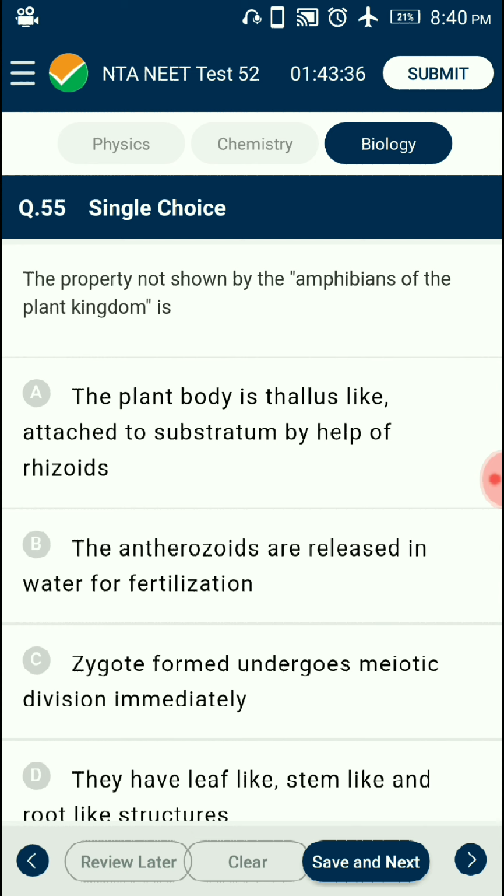So the answer for this question is option C. Zygote formed undergoes meiotic division immediately. So that is not shown by amphibians of the plant kingdom.